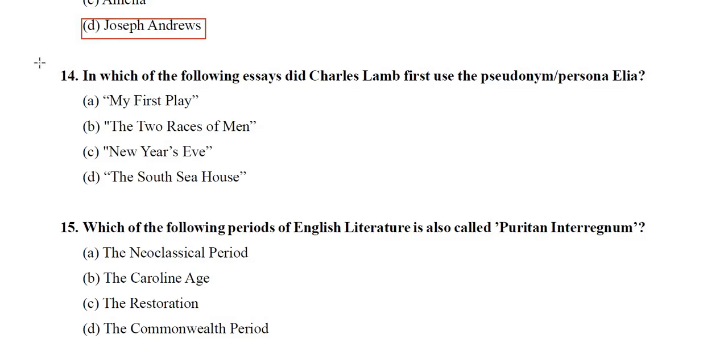Next question we have: in which of the following essays did Charles Lamb first use the pseudonym or persona Elia? Essays of Elia we know, so in which essay did he first use this pseudonym? My First Play, The Two Races of Men, New Year's Eve, The South Sea House. Its answer will be The South Sea House. So Charles Lamb worked in the East India Company, and there was some clerk with the name Elia, and he borrowed that name and wrote these essays under that pseudonym.